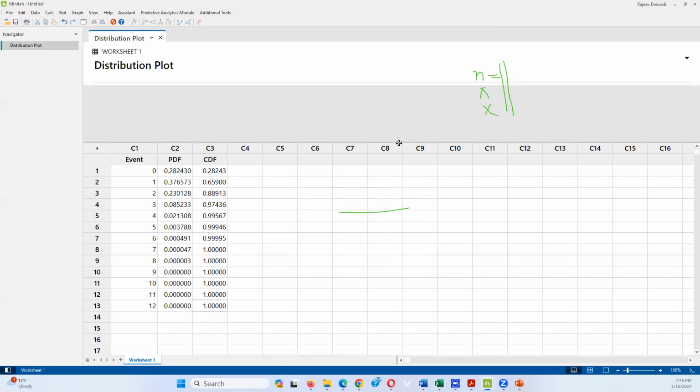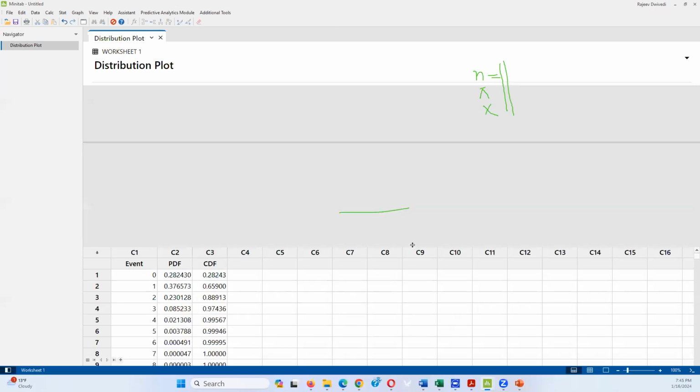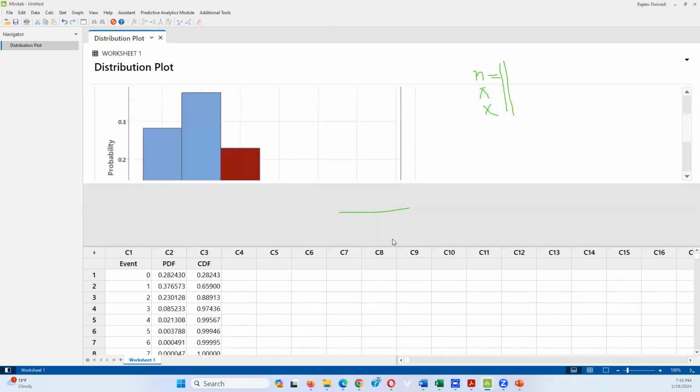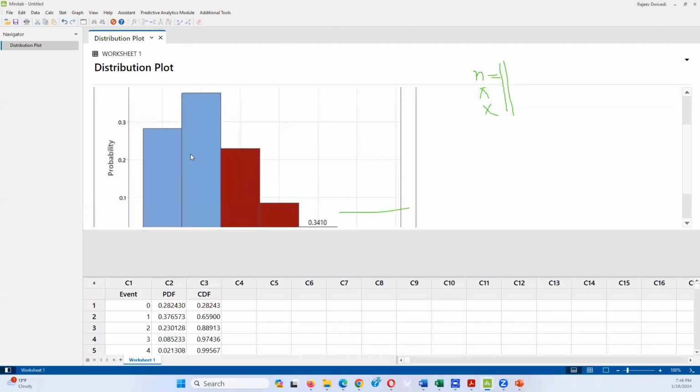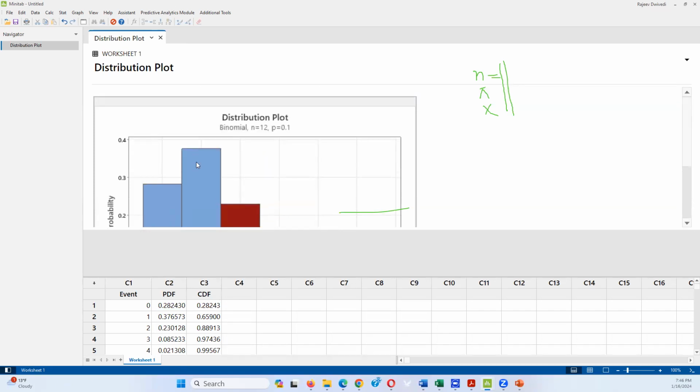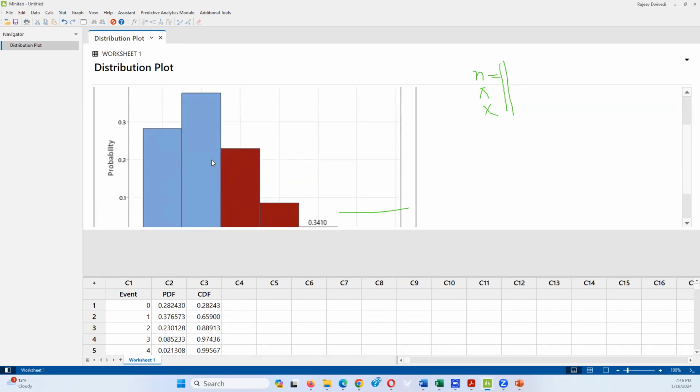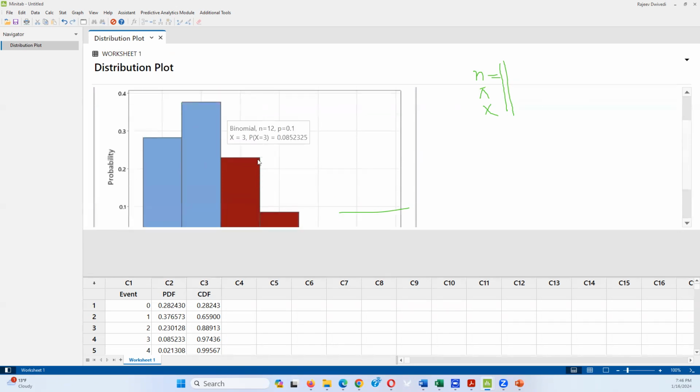For example, I need to see X equal to 2. X equal to 2 is this one, 23%. You can just place your cursor on the bar and you can get the probability value.